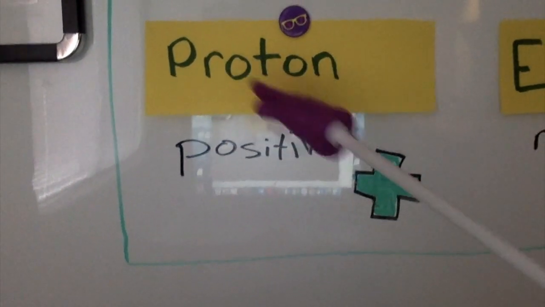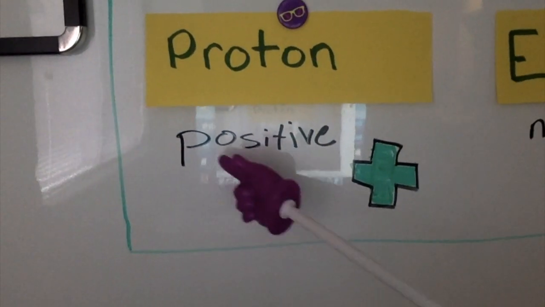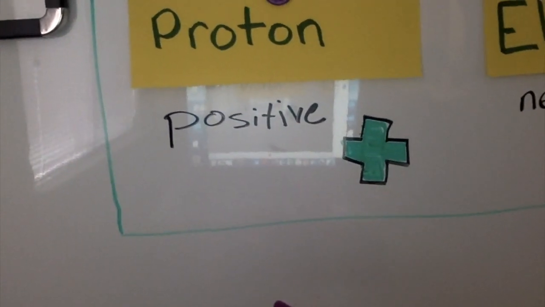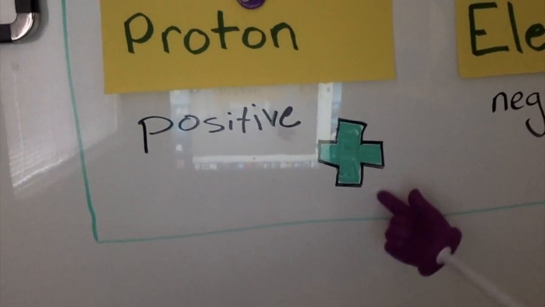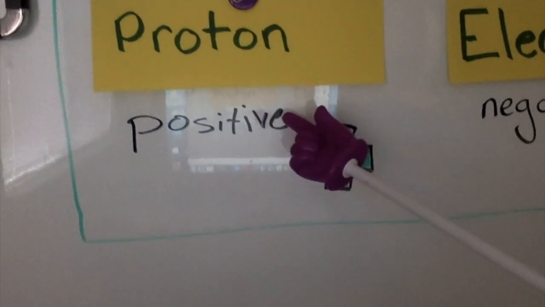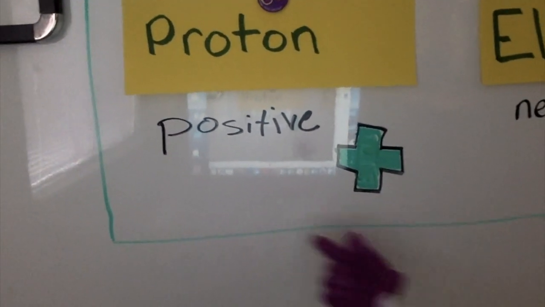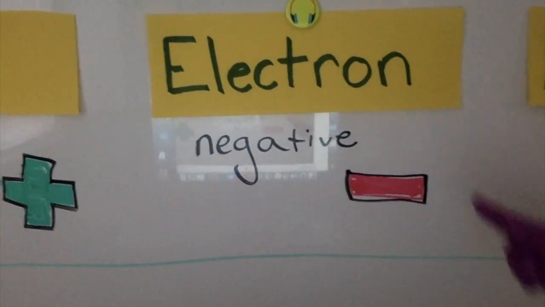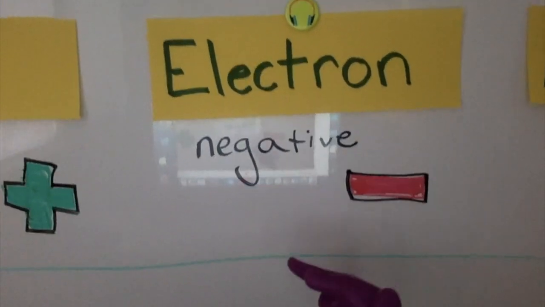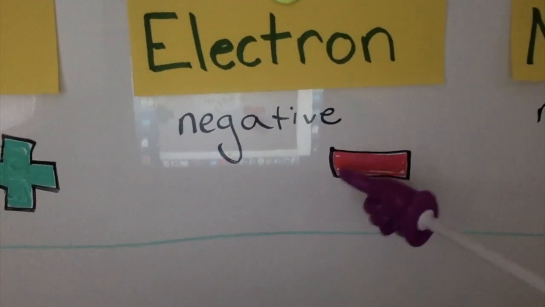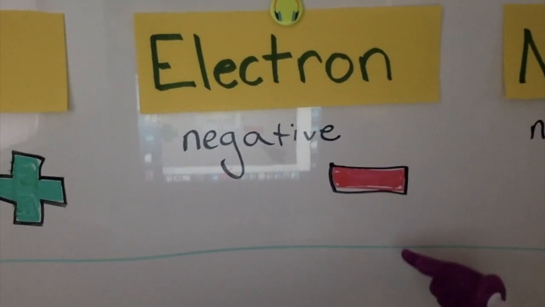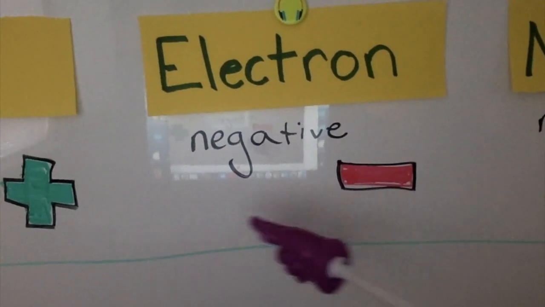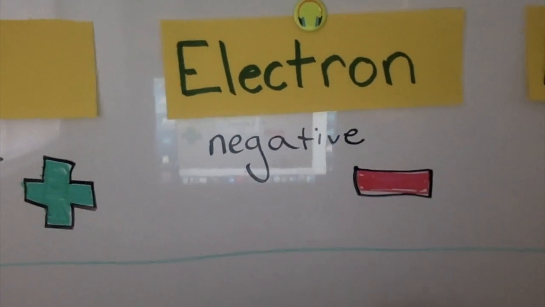These are the three parts of an atom. First, there's the proton. This part is positive. It has a positive charge, and we show that with a plus sign. So when you see a proton, it will have a plus sign to show that it is positive. This is the electron. It is negative, and we show that with a minus sign. So when you see an electron, it will be marked with a minus to show that it is negative.